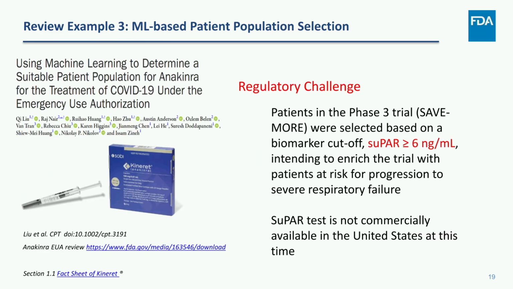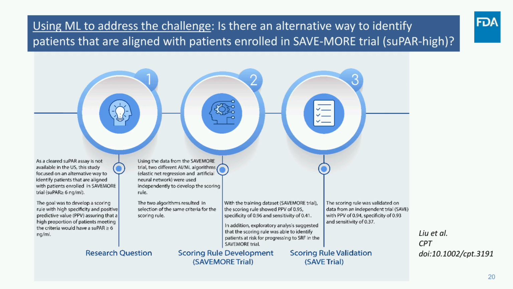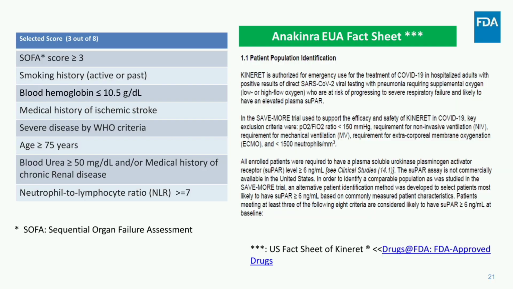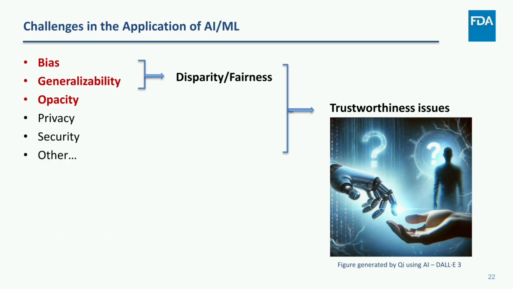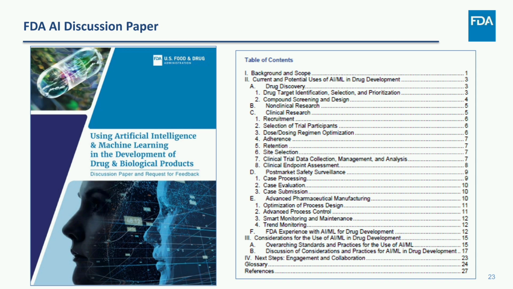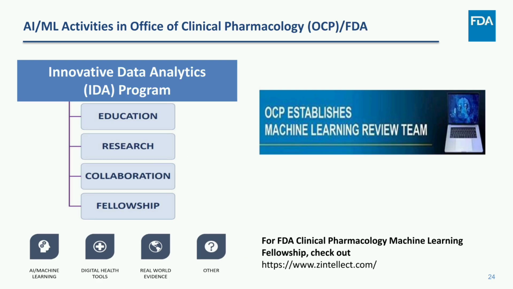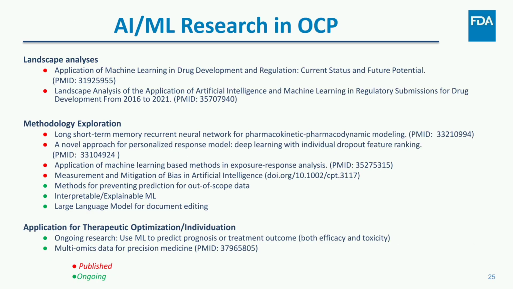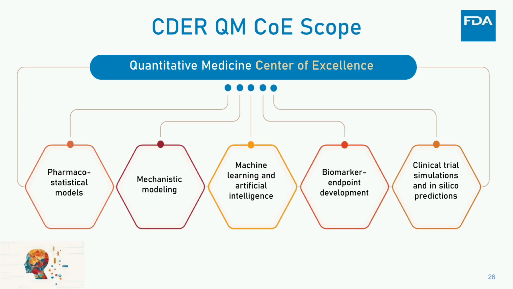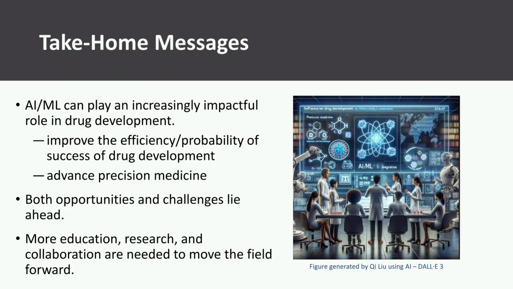Challenges in the application of AI/ML: bias, generalizability, opacity, privacy, security, other, disparity and fairness, trustworthiness issues. FDA AI discussion paper.